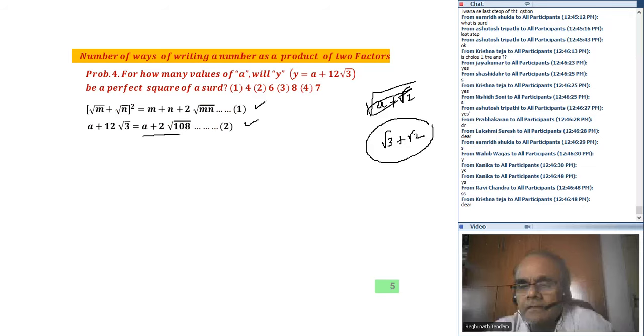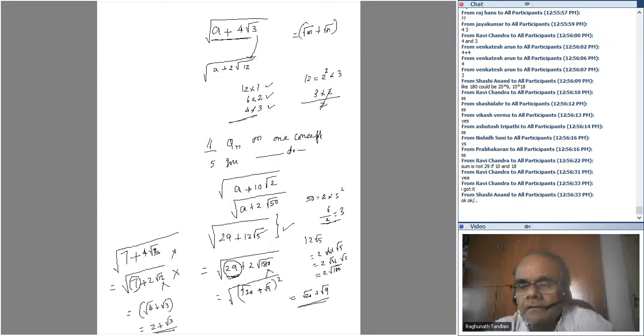Shashi Anand, this value 29 is given. I should find m and n so that it becomes 29. No, this value is already given, Ravi. I want the square root of this. I want square root of that. For this value, 20 plus 9 is possible.